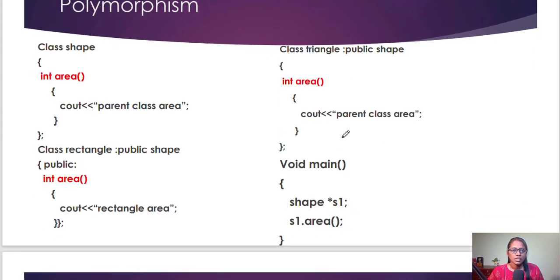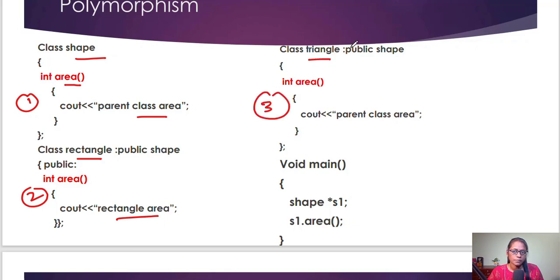See, for example, this is a class shape, and here I declared a function named area. This is the parent class, and then class rectangle. This is class 1, and this is class 2. The rectangle inherits this shape, and here also I am using int area. Okay, this is the rectangle area, and then class triangle is another third class. Here I declared public shape. I inherited the shape class inside this triangle.